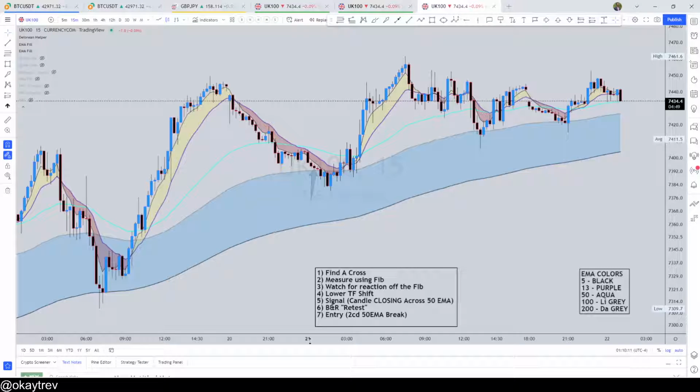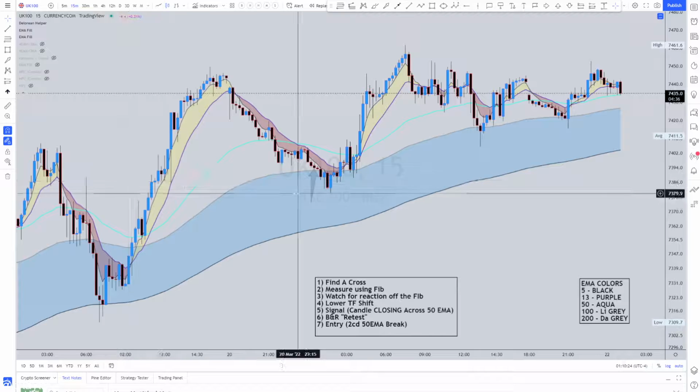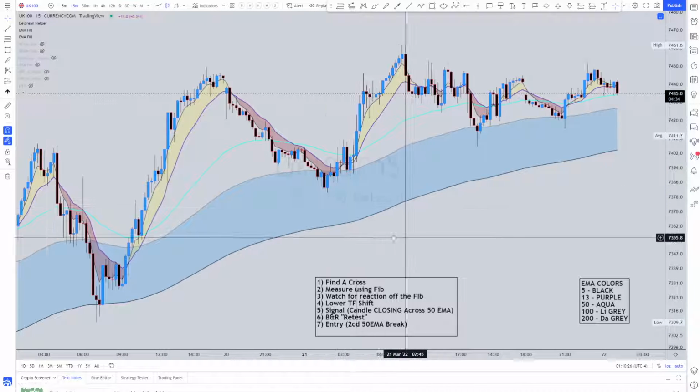Welcome. Today we're going to be going over the EMA flow. This is going to be a strategy, or a strategic way, on how I like to identify the markets. Specifically, we're looking for a break on the 50 EMA. So I'm going to go ahead and go over a quick example real quick.